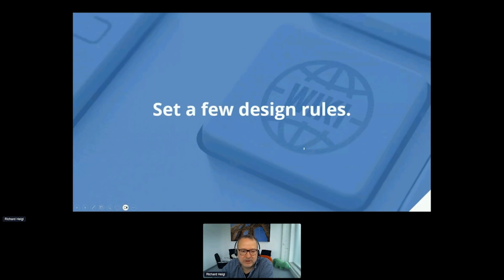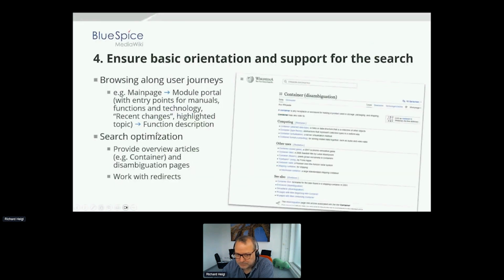So all we need in the last minutes is some design rules. Very helpful is to have some user journeys. In our case, we said, okay, you have a main page, you have portals for the modules, and then you come to the function description. So it's a very simple way. It's just a two-step click, but you should think about it up front.